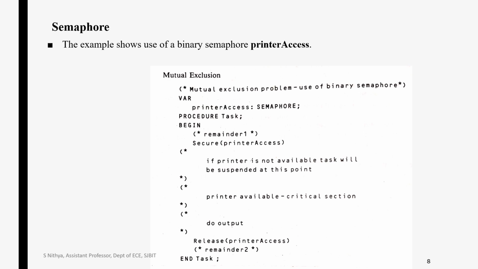So in this structure, reminder 1 and reminder 2 are at the top and bottom, and the critical section is allocating the printer: if it is available it will be allocated, if it is not available it will not be allocated, and if it is available then it does the output. This is the critical section, and the pre-protocol and post-protocol are what secure the critical section. It secures the printer access and also releases the printer access. This is the structure represented with the semaphore.